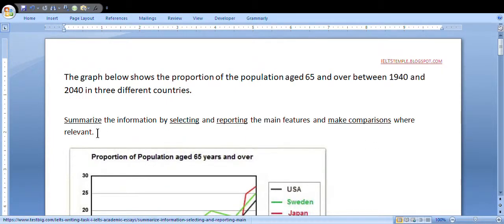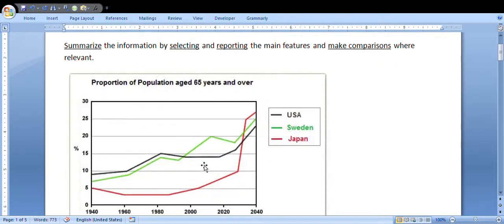Summarize means make shorter. Select, well, that's choosing. What? Choosing the main features. Reporting accurately. It doesn't say that, but it's very important that you're accurate. And make comparisons where relevant. Relevant, in this case, means comparisons between the major features. Okay, and here's our graphic.